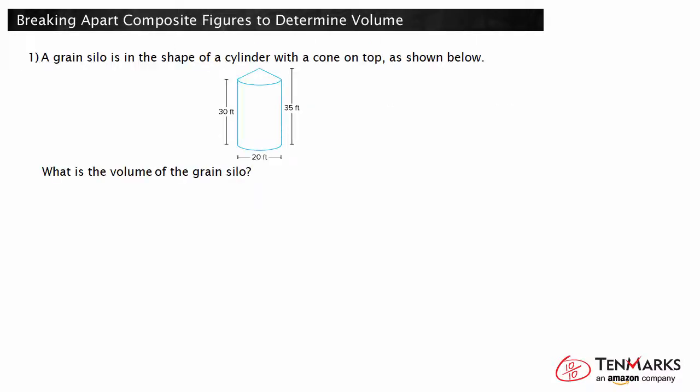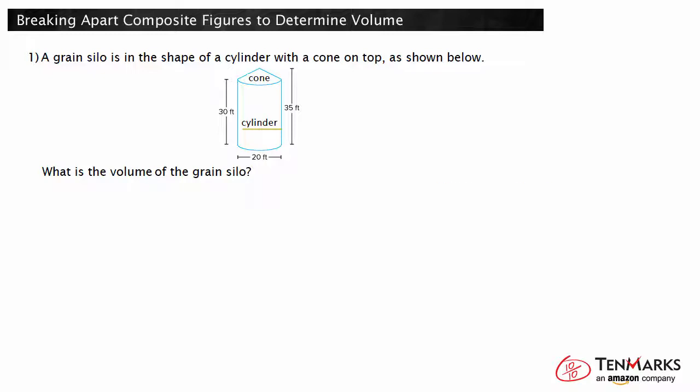A grain silo is in the shape of a cylinder with a cone on top, as shown below. What is the volume of the grain silo? The first step is to break apart the figure. You'll notice that this has already been done. The bottom figure is a cylinder and the top figure is a cone. Now we need to find the volume of each figure. Let's start with the cylinder.